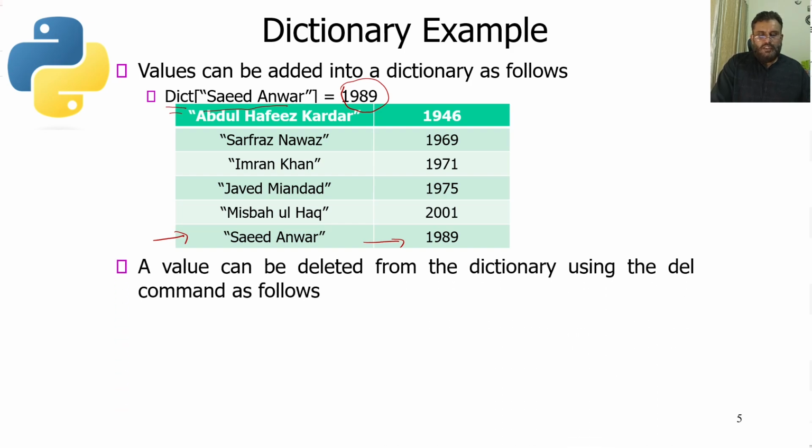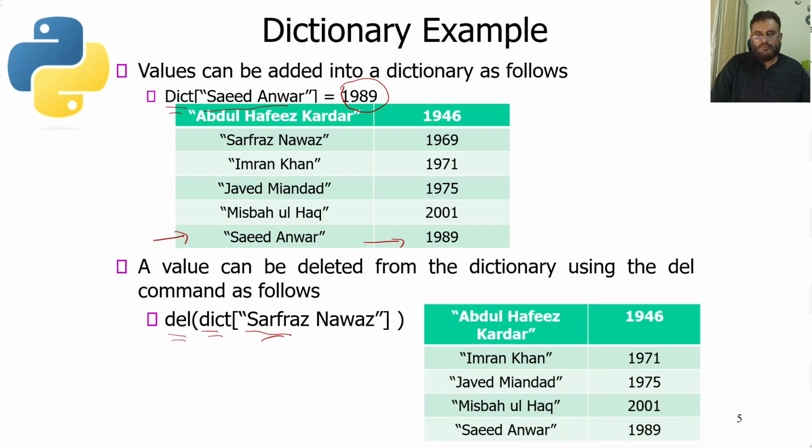Likewise, you can delete a value from the dictionary by making use of the square bracket notation by referring to the dictionary variable. And for example, if you want to delete the entry against Sarfraz Nawaz, I can make use of the del command, and after execution of this command, this key value pair will be deleted from the dictionary we just created. So in this dictionary, you cannot see the value Sarfraz Nawaz.